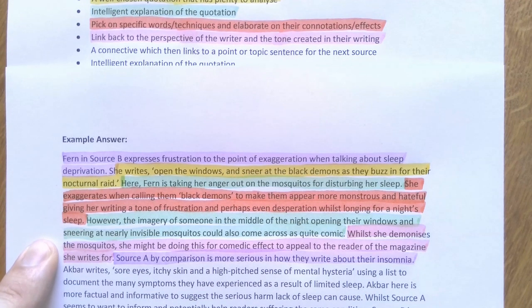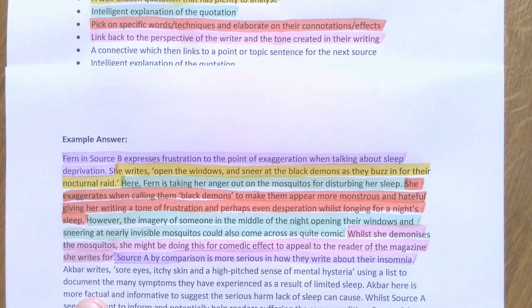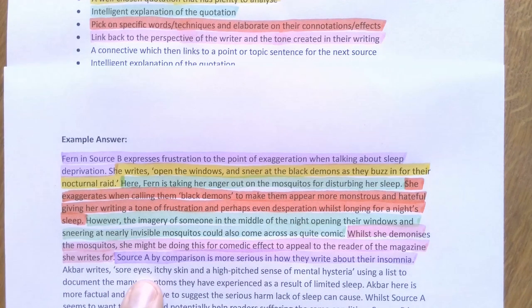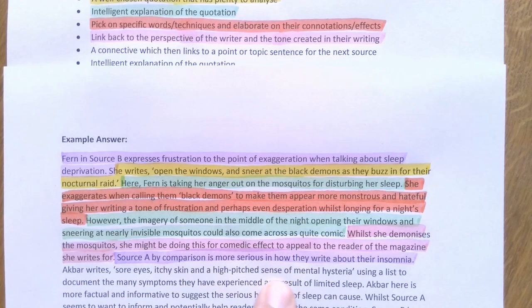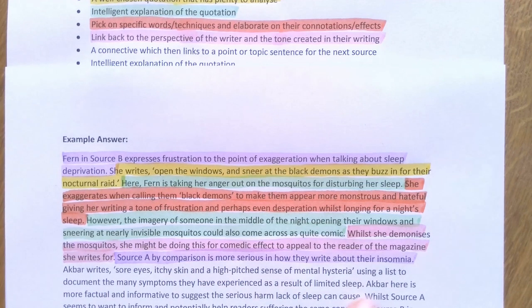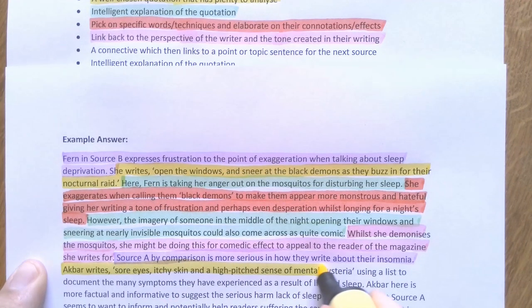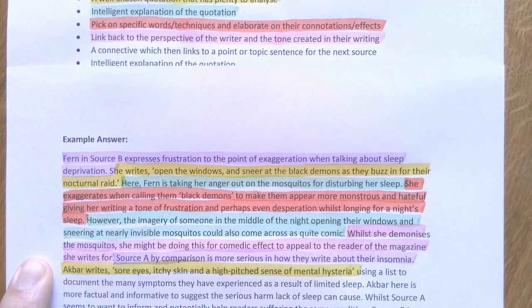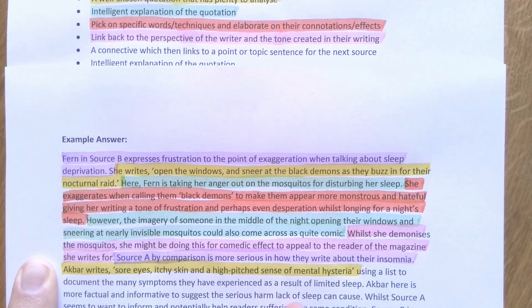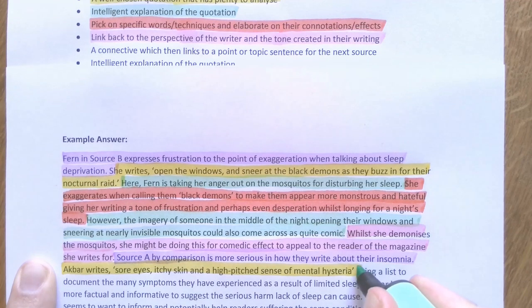The expectation then is that I'm going to have some evidence afterwards. So Akbar writes, "sore eyes, itchy skin, and a high-pitched sense of mental hysteria." Using a list, okay, I'll forget the using the list for now. Akbar writes, here's my quotation. After my quotation, I've got using a list to document the many symptoms they have experienced as a result of limited sleep. So there's my analysis.